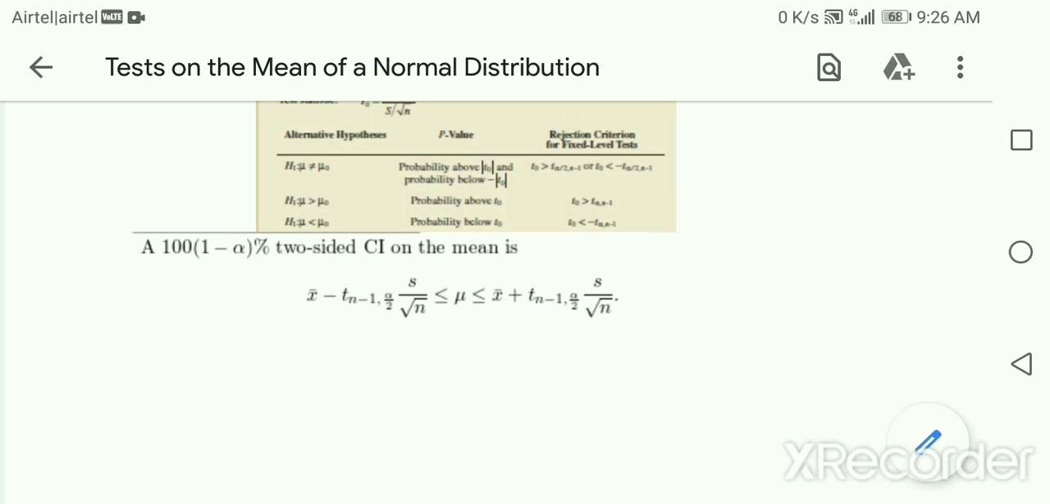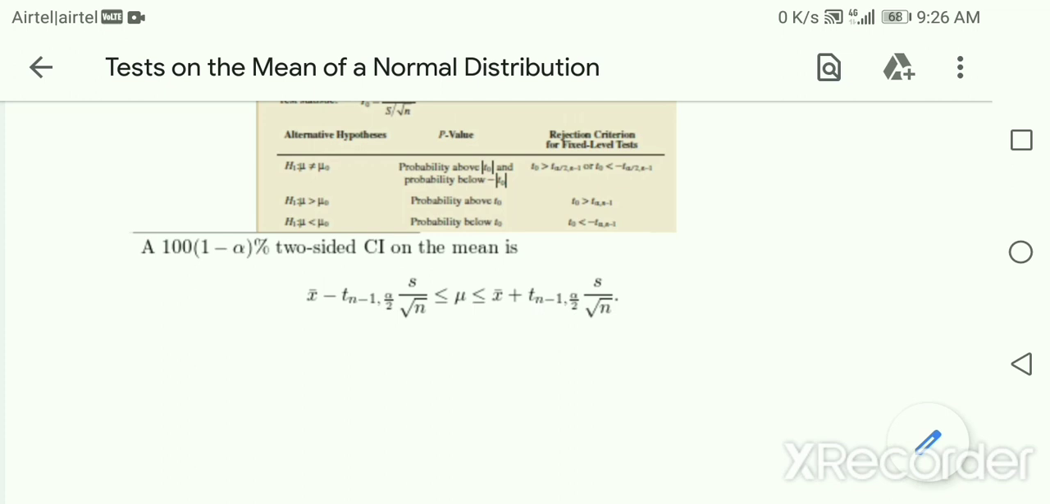So the rejection criteria for alternative hypothesis mu greater than mu naught is t naught greater than t alpha comma n minus 1. For alternative hypothesis mu less than mu naught, the rejection criteria is t naught less than minus t alpha comma n minus 1. Okay, and also the confidence interval formula for the two-sided test, for alternative hypothesis mu not equal to mu naught, is x bar minus t n minus 1 comma alpha by 2 times s by root n, less than or equal to mu, less than or equal to x bar plus t n minus 1 comma alpha by 2 times s by root n.